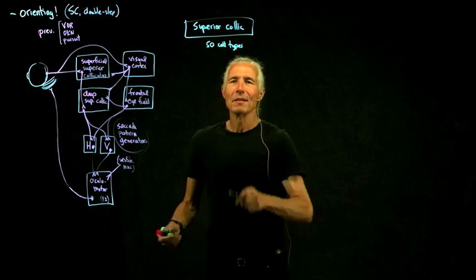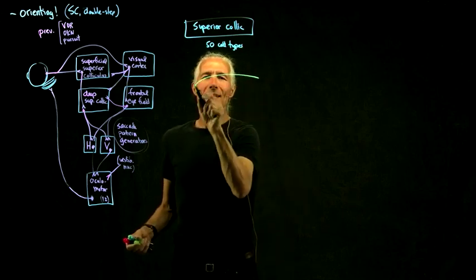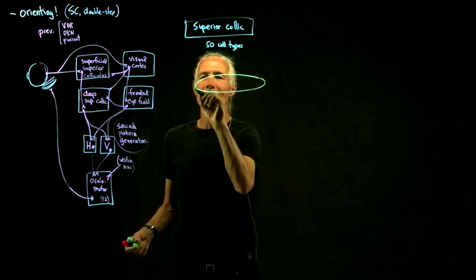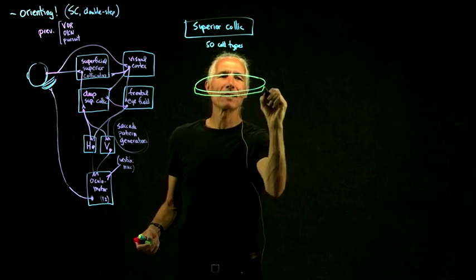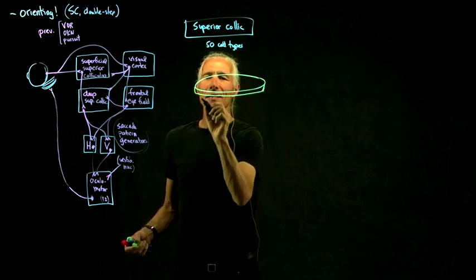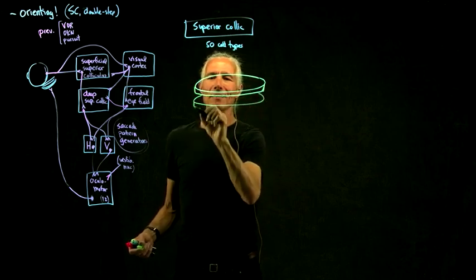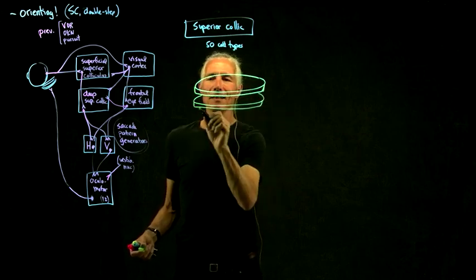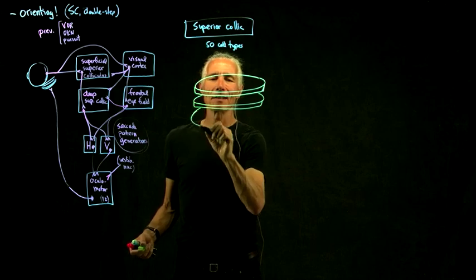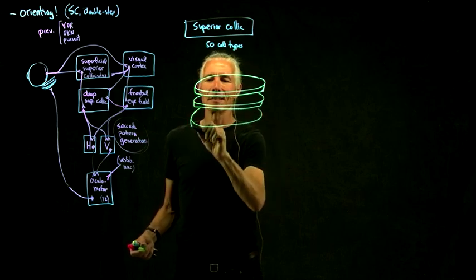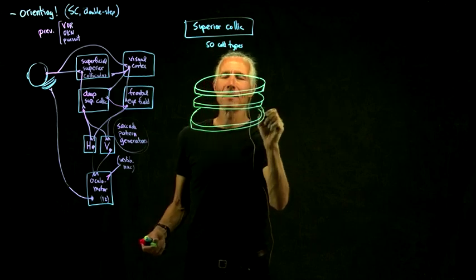We'll make them like little plates. So here's one layer. We'll call that the superficial one. And then we'll make another one that's underneath that. That's the intermediate one. And then another one under that. And that's the deep one.